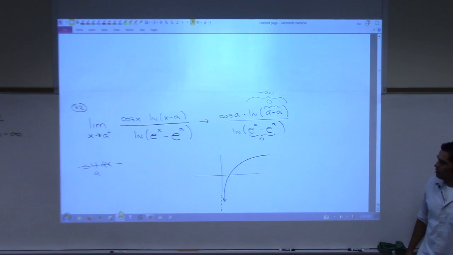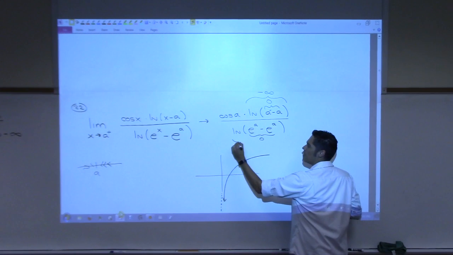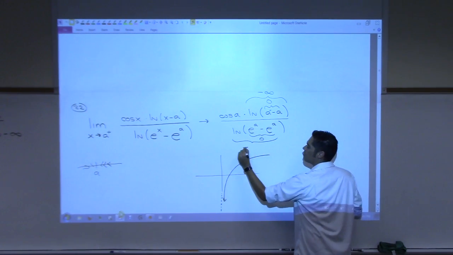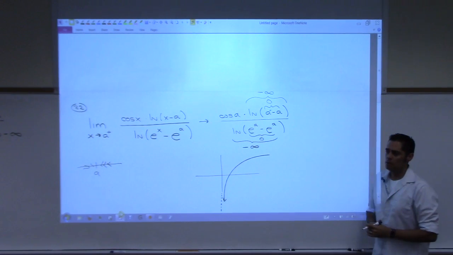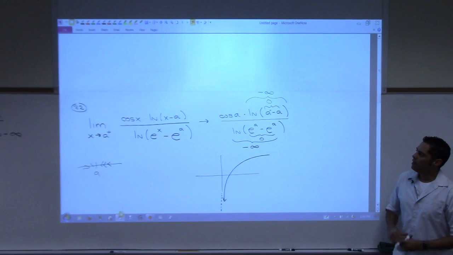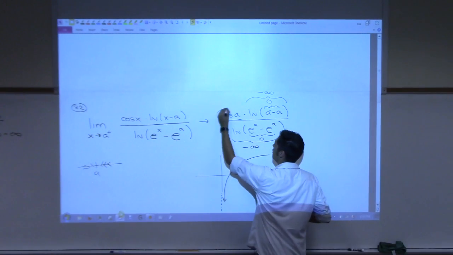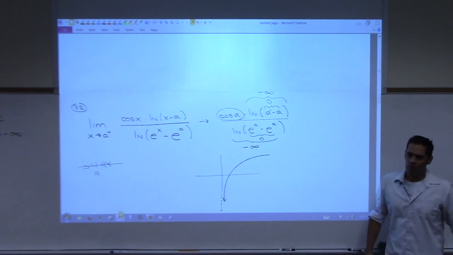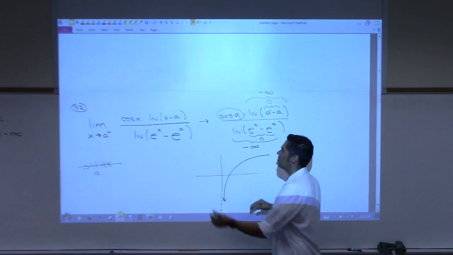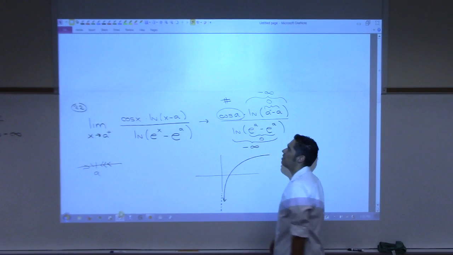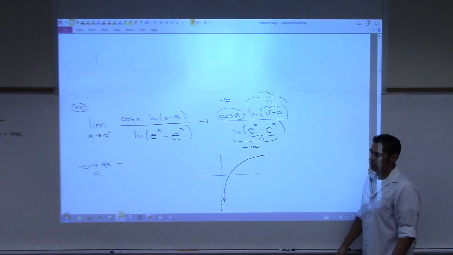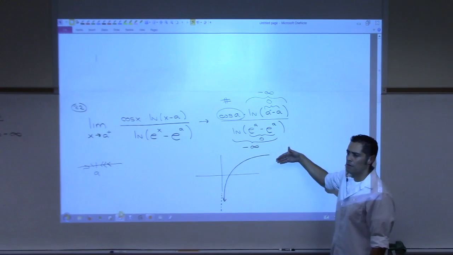Same with this. This goes to what? Natural log of something that's headed towards 0 also goes to negative infinity. What about the cosine a? You have to at least consider it. What is cosine of a? It's some number, and that doesn't have any effect on anything. It's some number, right? So this is negative infinity over negative infinity.